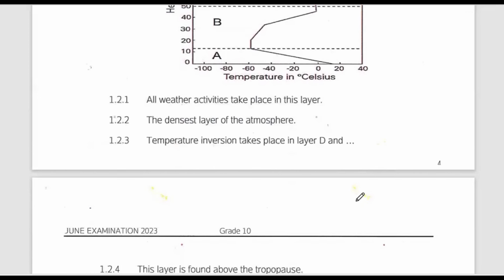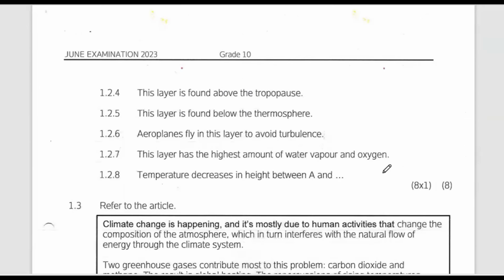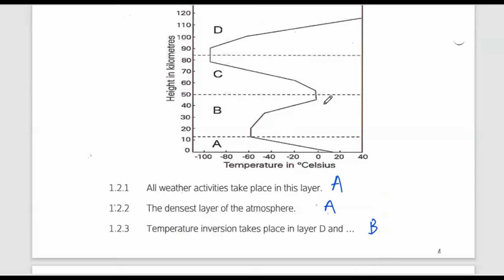Right. All weather takes place in this layer. Which layer do we find where the process is taking place? It's A, right? And the densest layer of the atmosphere, the densest layer is also A. Temperature inversion takes place. Temperature inversion, I think you must understand what we call temperature inversion. It's a situation whereby we have an increase in temperature with an increase in height. So if we check here, it's positive.